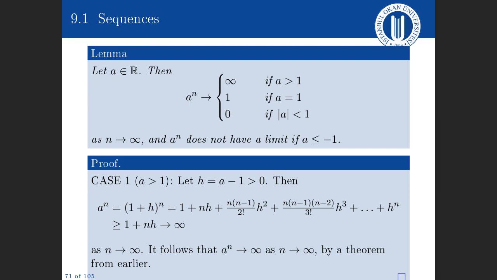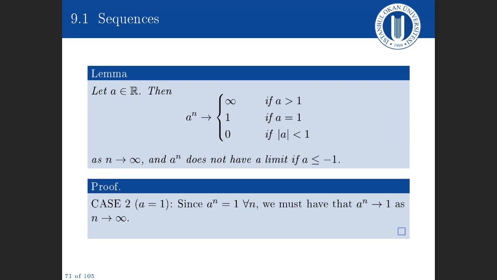Very quickly, let's go through the proof. First, let's suppose that a is strictly positive. Let's introduce a new number h to be a minus 1. So if a is greater than 1, then h is greater than 0. Using this calculation, I'll leave this for you to check, I can show that a to the power n is bigger than 1 plus nh, which tends to infinity. So therefore, a to the power n must tend to infinity.